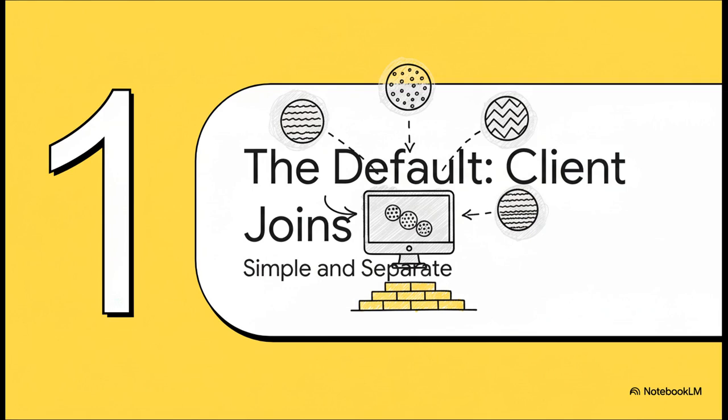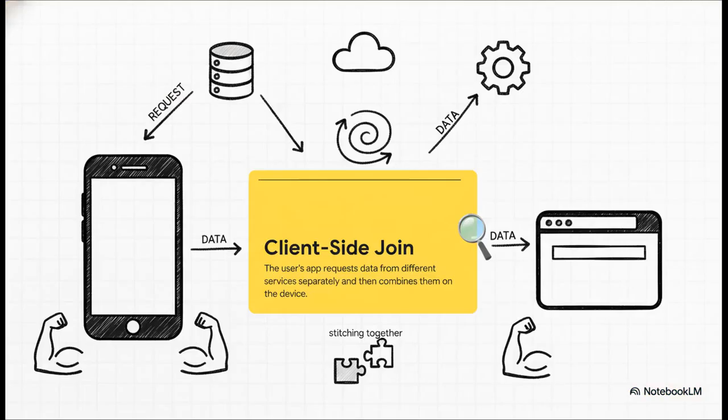The foundation, the starting point. At Wix, their default approach, the simplest and most preferred way to combine data, is to let the client application do the heavy lifting. So what exactly is a client-side join? It's actually pretty straightforward. It just means the app running on your phone or in your browser makes separate requests for each piece of data it needs. Then it just stitches them together itself. All that work happens right there on the user's device, not on some complex backend server.